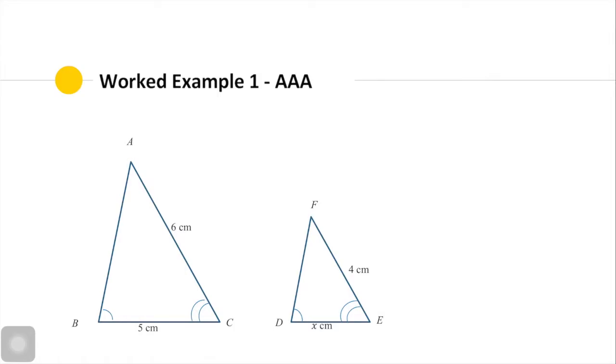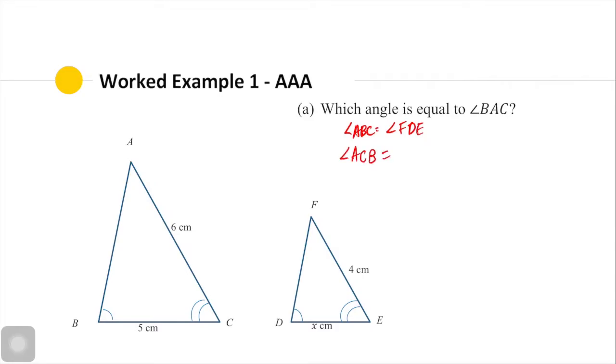So let's look at the first example. Which angle is equal to angle BAC? Because we know that angle ABC is the same as angle FDE, and angle ACB is the same as angle FED, of course angle BAC must be equal to angle DFE.